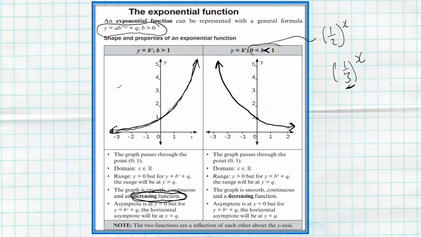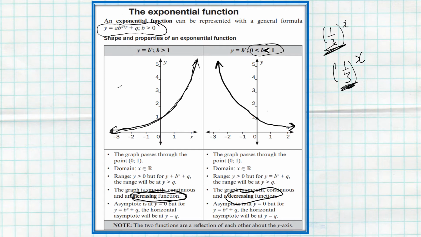We say your b must be between 0 and 1, and I told you most cases you'll find that your b is a fraction, maybe 1 over 2 exponent x. So that 1 over 2 is between 0 and 1, right? So we call that function a decreasing exponential function. It's a decreasing exponential function.